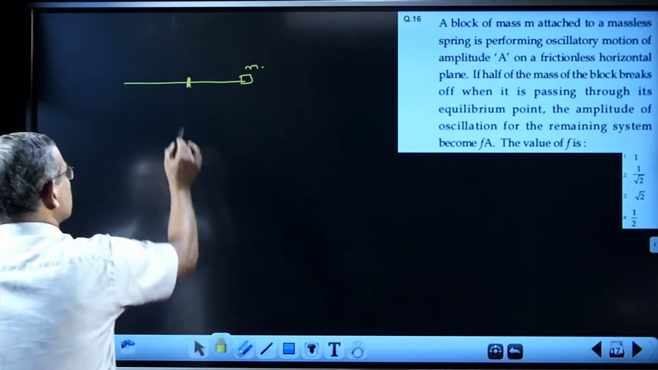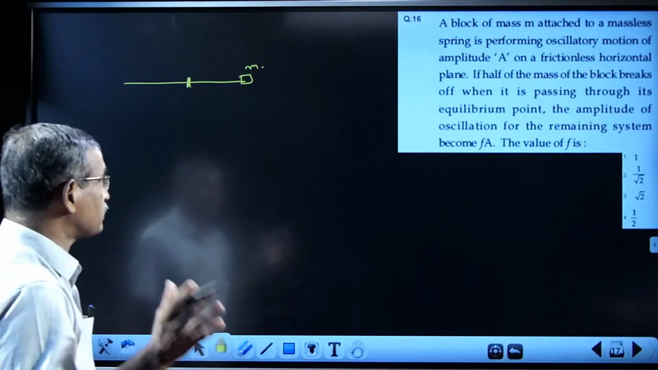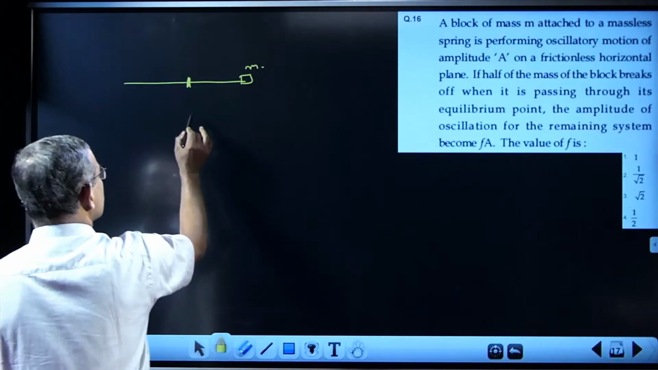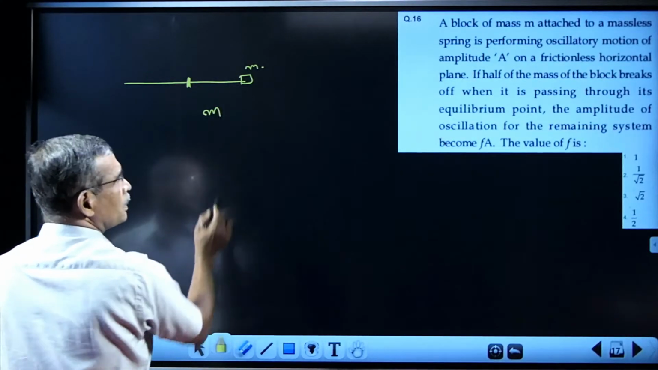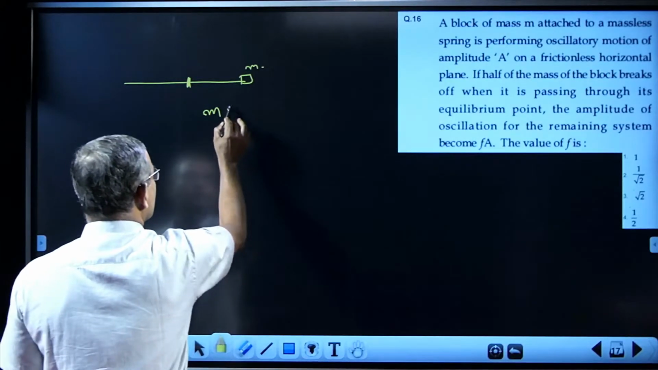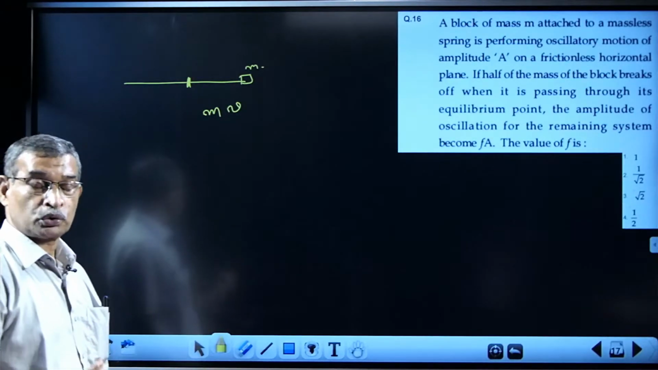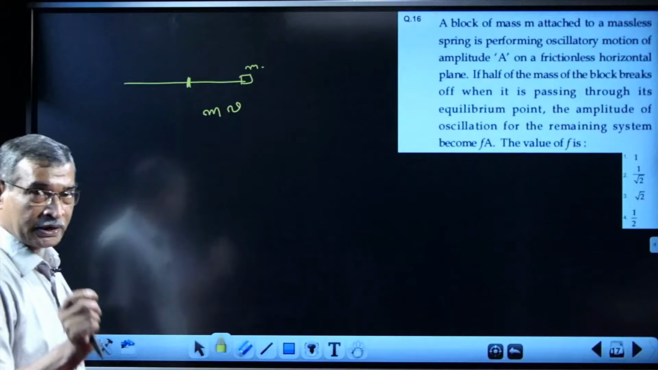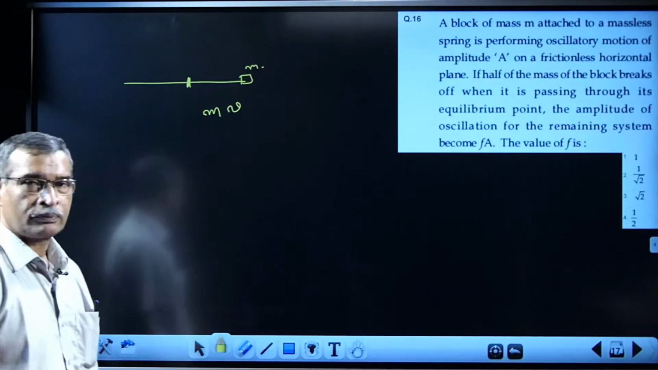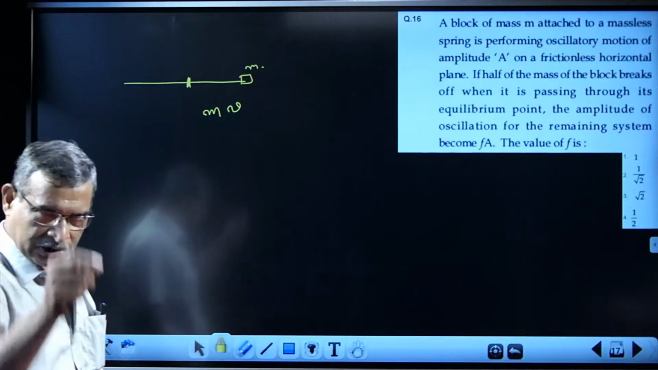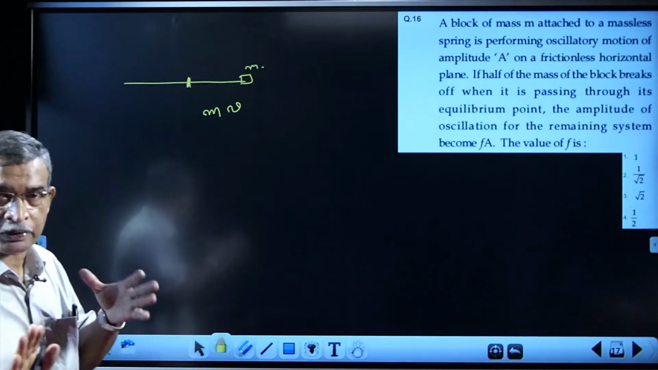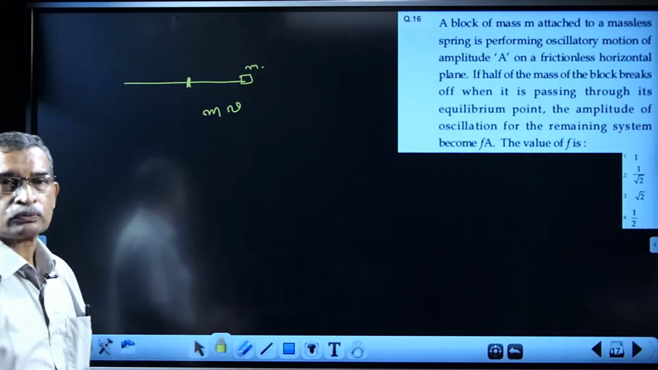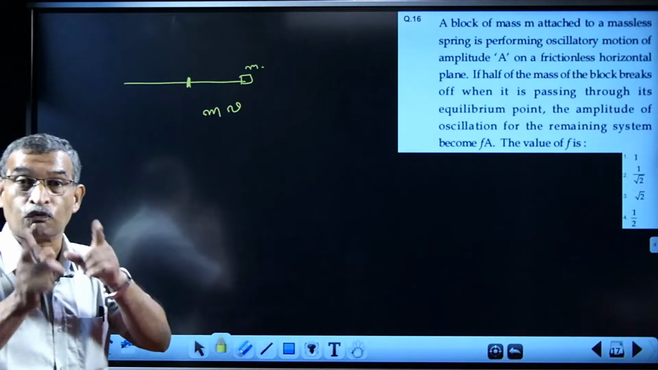When it crosses the mean position, earlier as a single block, its momentum is mv. At the mean position, you know that the oscillating body is not subjected to any force. No force is acting while it crosses the mean position. In the other situation, when it crosses the same position, the mass left is m by 2. But momentum is conserved because there is no force.